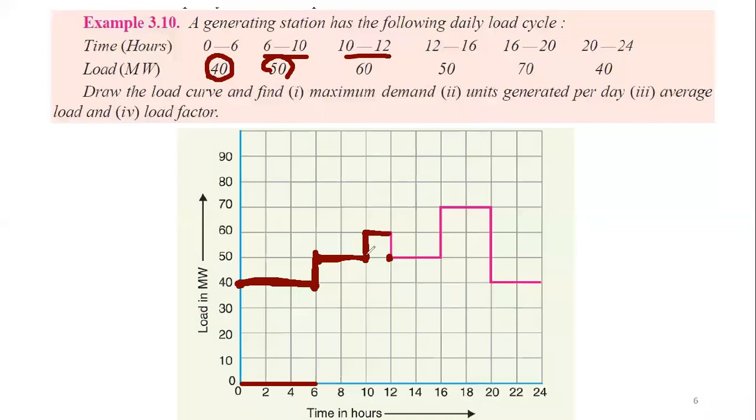Finally, next 12 to 16, it has 50 megawatt. So this is 12, this is 16, as you can see in the diagram. So this is 50, joining with the previous diagram. In this way we will build the load curve.